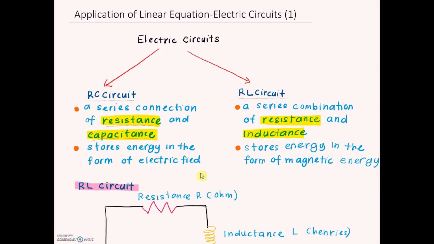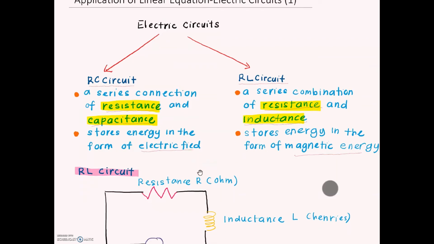Another one we have is the RL circuit. An RL circuit is a series combination of resistance and inductance. So we have resistance and inductance, and it stores energy in the form of magnetic energy. The difference between the RC circuit and the RL circuit is that the RC circuit has resistance and capacitance and stores energy in the form of electric field, while the RL circuit stores energy in the form of magnetic energy.